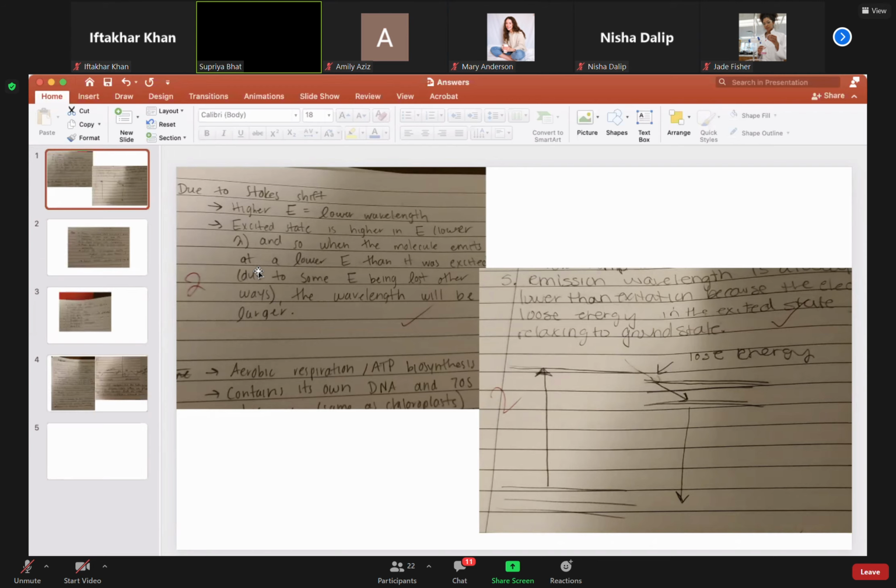If you'd said some of the energy gets lost through vibration or heat, which is why the emitted wavelength is always higher, or has less energy, if you'd mentioned anything remotely in that zone, I've given you points. And somebody has drawn a figure here, which is obviously the best. Sometimes you don't have to write anything, you can just make a figure. Pretty straightforward. Should have been easy to answer that one.